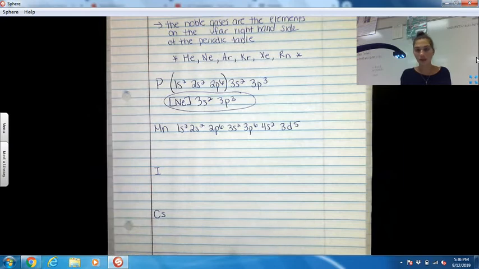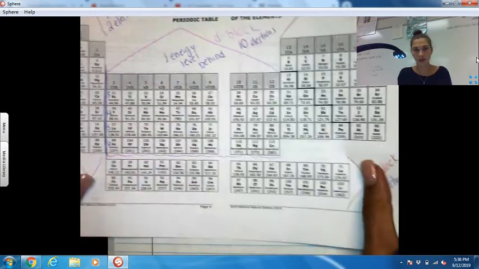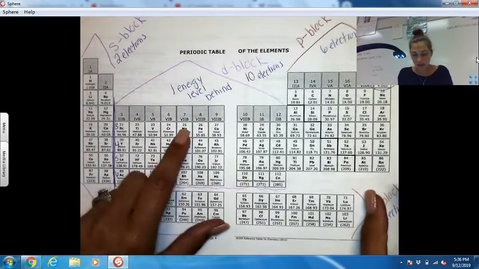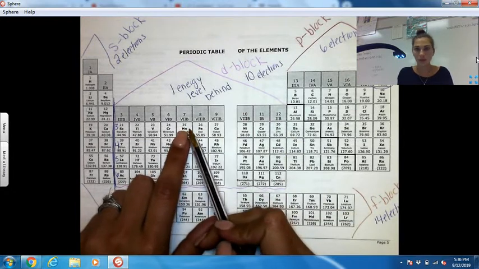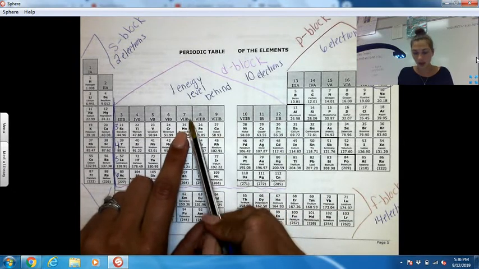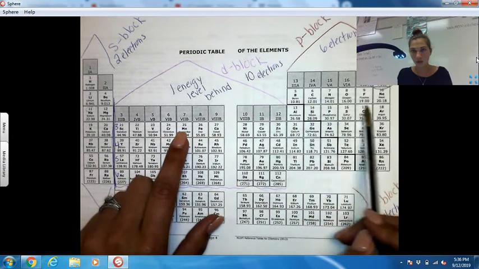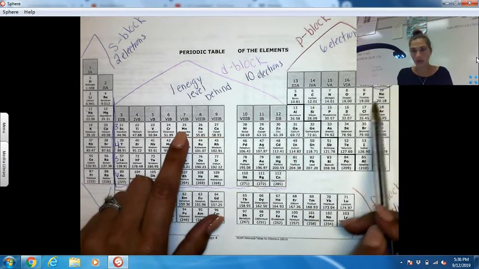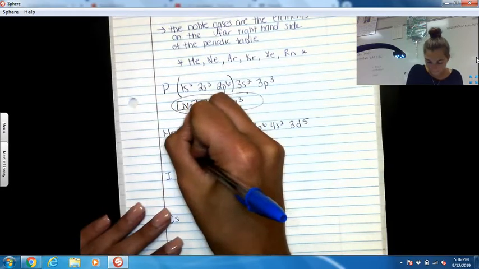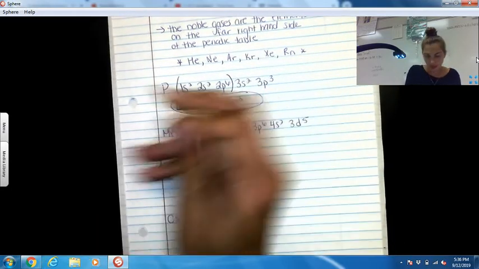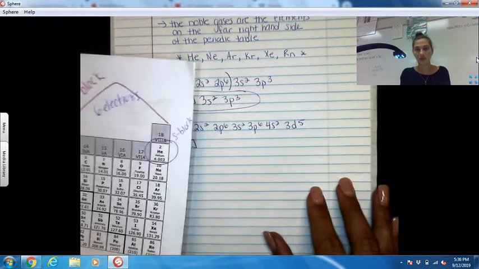So again, I want to put this into noble gas configuration. So go to manganese, and if I'm looking for the noble gas that comes right before it, I go up one level and all the way to the right. And so I hit argon. So that's what's going into brackets. And then I can continue my configuration after it.